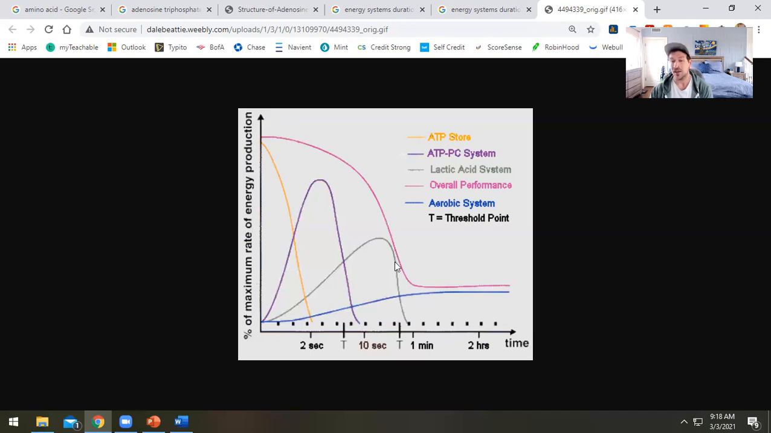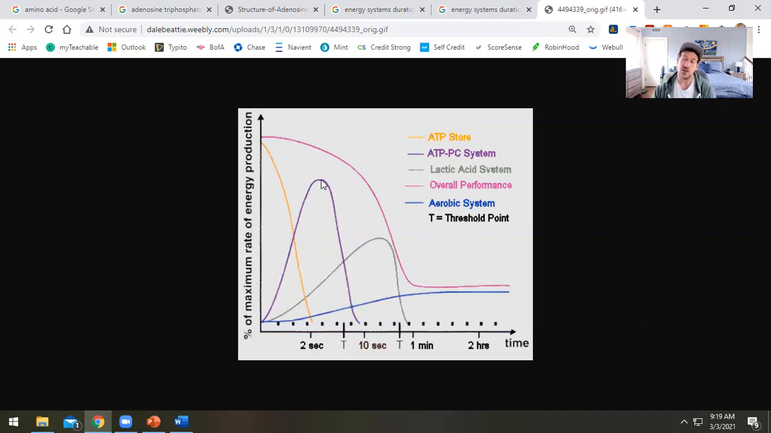Now, this pink line up here is what we call overall performance. So this overall performance line, you can think of this as if you were lifting at a percentage of your 1 rep max, right? So if you think about lifting at a certain percentage of your 1RM, if you're at 100% of your 1RM, guess what? You can only lift that maybe 1 or 2 reps, which will take you about 2 seconds. So you're relying primarily on stored ATP. If you're doing maybe up to 5 reps, you're relying primarily on the phosphagen system, which is still a very, very high intensity here, right?